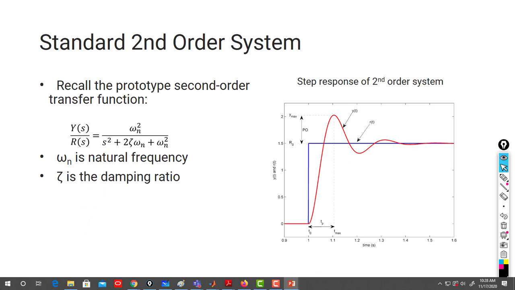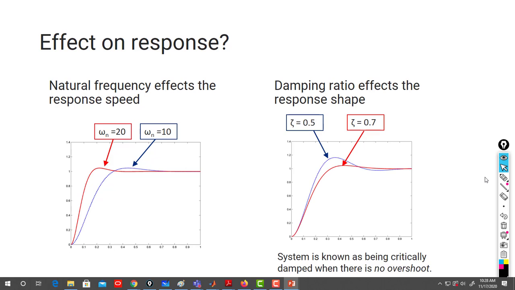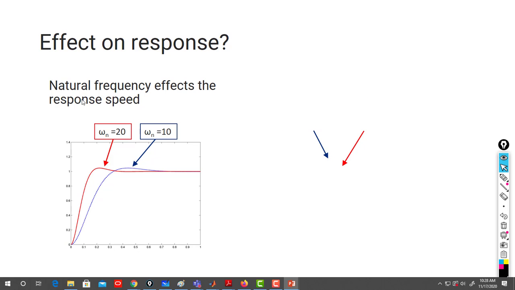And yeah, the effect on response. What's the effect on response of omega n, which is the natural frequency? Natural frequency affects the response speed. If you increase the natural frequency, your system becomes faster. This is in time domain. In frequency domain, you can see it better. So omega n reflects the speed of the system, how fast your system is. If you keep increasing the natural frequency, you are increasing the speed of your response. So your response will be faster. That's why it affects the response speed.